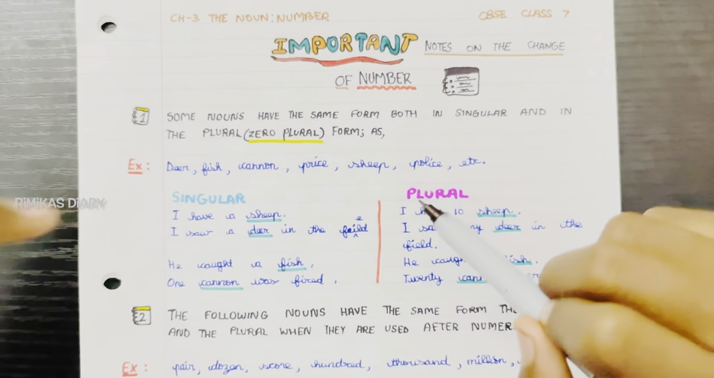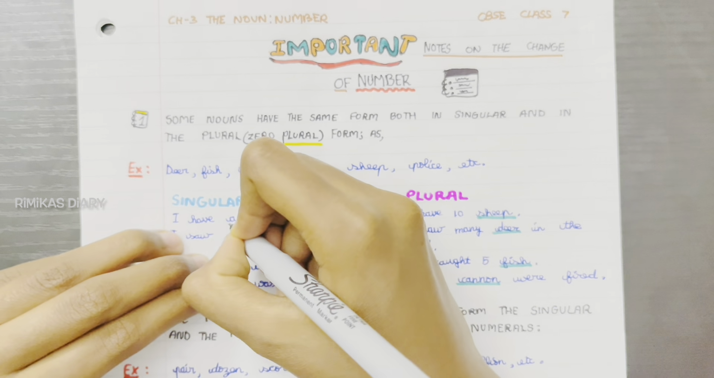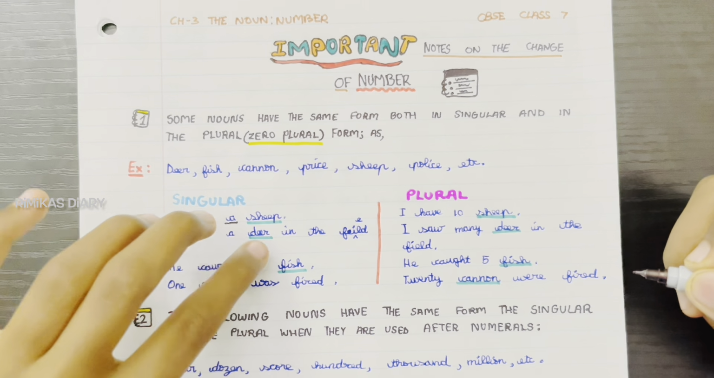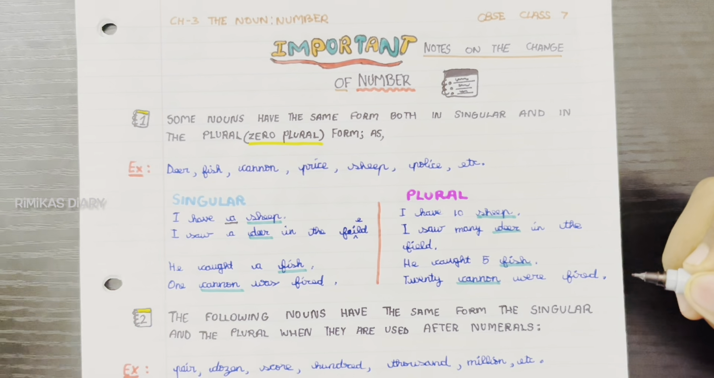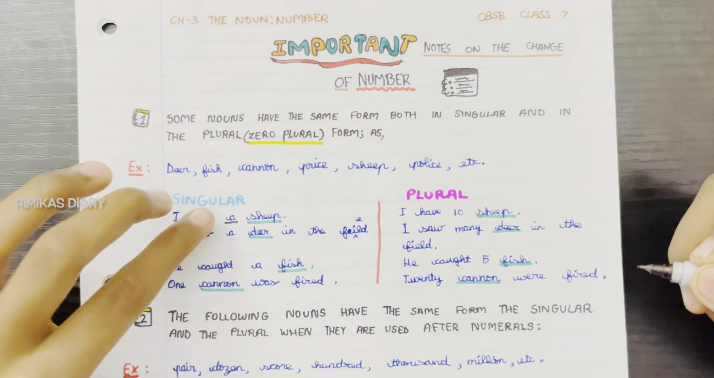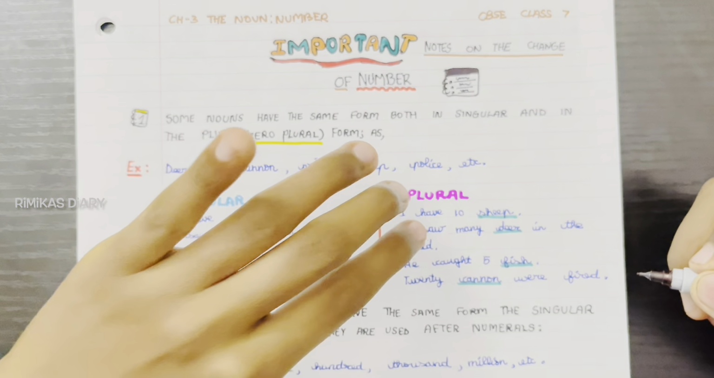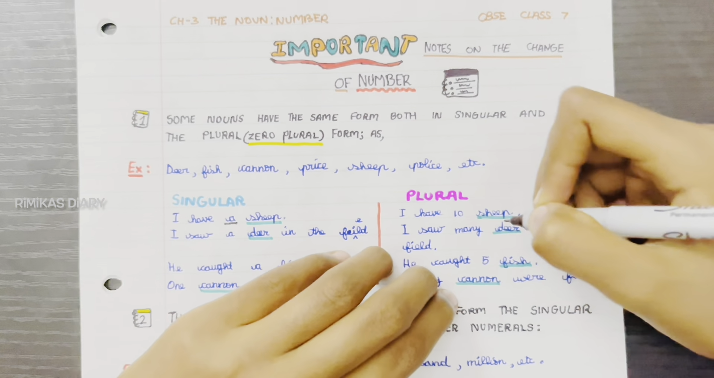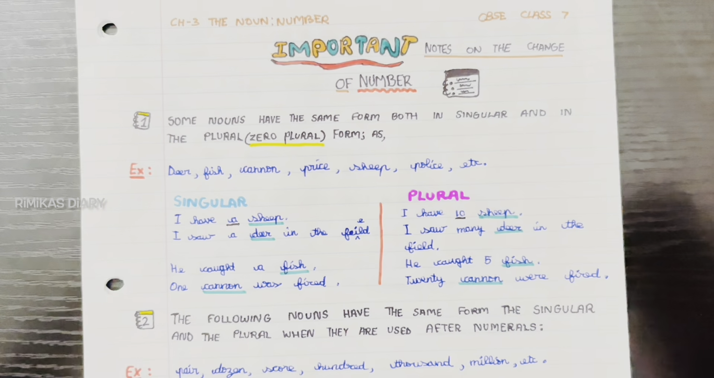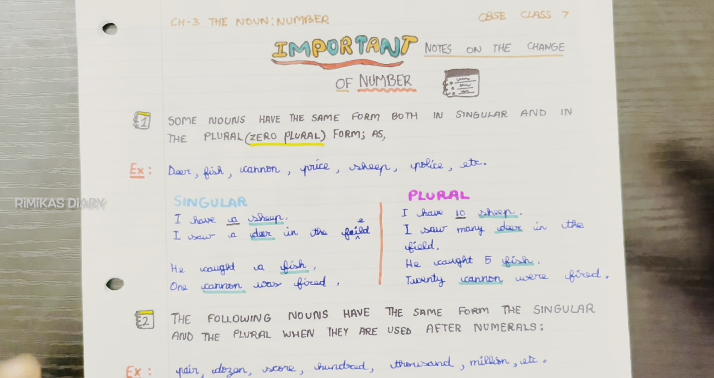First, let's see the word sheep. In singular form, you could say, I have a sheep. Here we used the letter A to represent that the word sheep is singular. So that means I only have one sheep. In plural form, I have 10 sheep. We use the same word sheep, but we used the number 10 to represent that I have 10 sheep. So 10 sheep is more than one, so it's plural form.